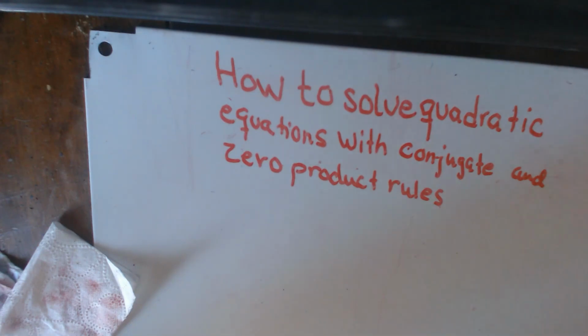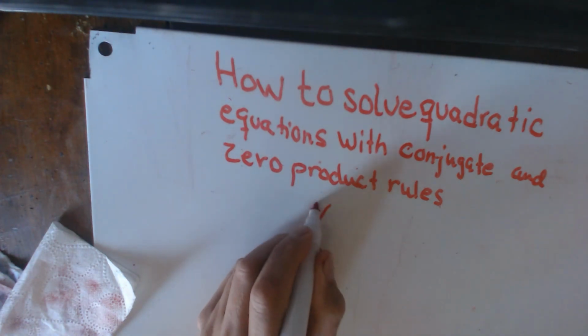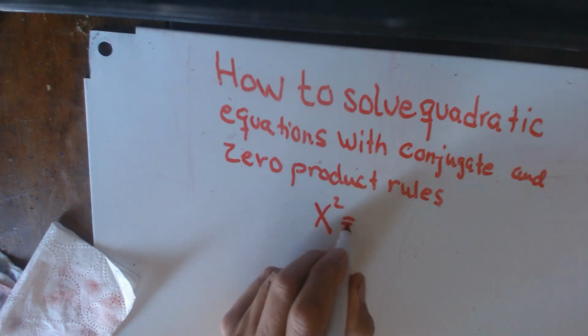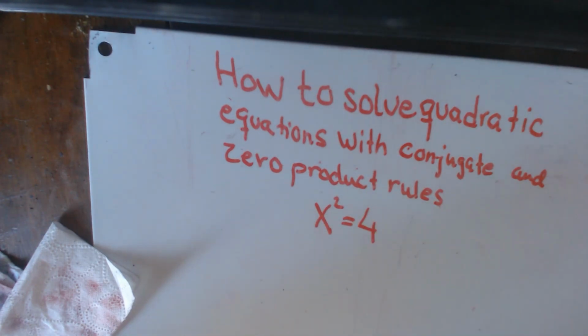And we have an example here, that is x squared equals 4. It is very easy to see that the result is plus square root of 4 and negative square root of 4. But how come you have two answers? This has to do with the conjugate rule.